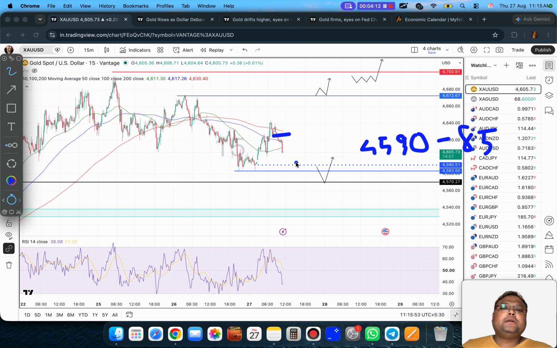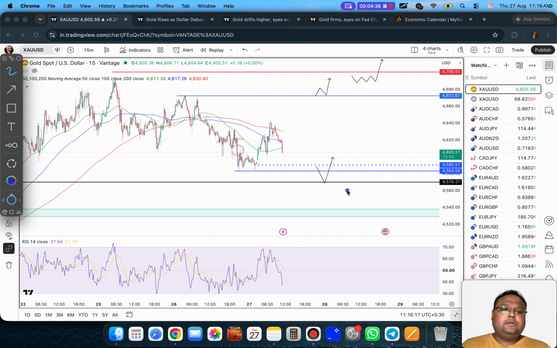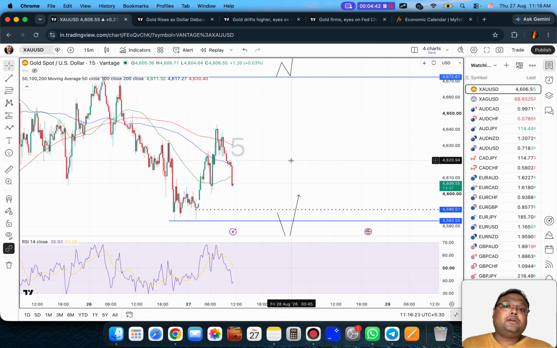Okay. So 4590-85 is the first trading opportunity where we can look for a buy position. The second buying opportunity is around 4570. If market breaks 4570, do not go for a sell, wait for a liquidity grab because these things have become very common. So after the liquidity grab, if market comes up, we can look for a buy around 4570. So 4570 and 4590-85 are the two opportunities on the chart of gold where we can look for a buy position.